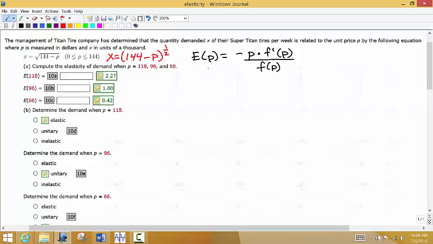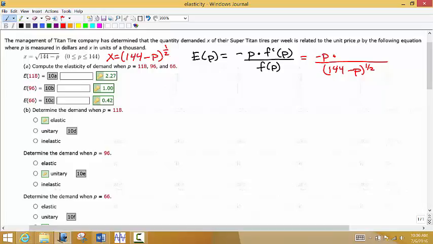Remember, I'm going to give you the formula for the elasticity function, and all you have to do is know how to use it. So remember, negative p is going to be there, so we're just going to write negative p. We do want to divide by the original function, so I'll just put that right down at the bottom, just as is with the 1/2 power. But the only thing we have to do then is find the derivative of f of p, which is right here, 144 minus p to the 1/2 power.